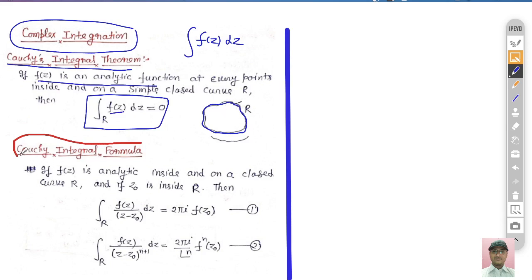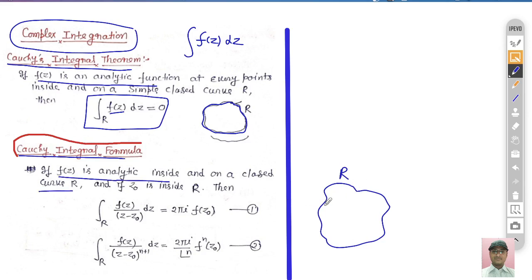Now the second formula, the Cauchy integral formula, right? In a similar way, let's suppose this is the domain. What is the difference between the first and second? Now see, this is the second case. What is the Cauchy integral formula? Let's suppose f(z) is analytic inside and on a closed curve C, right?